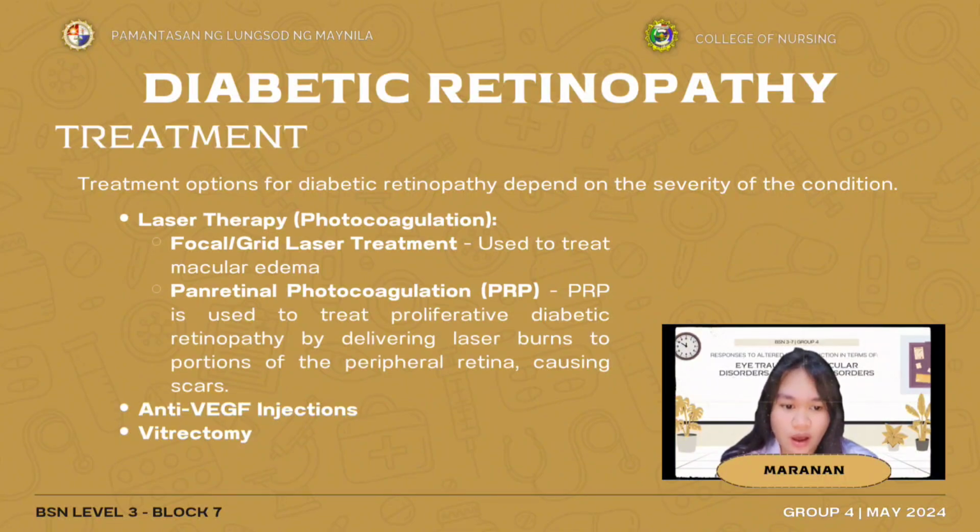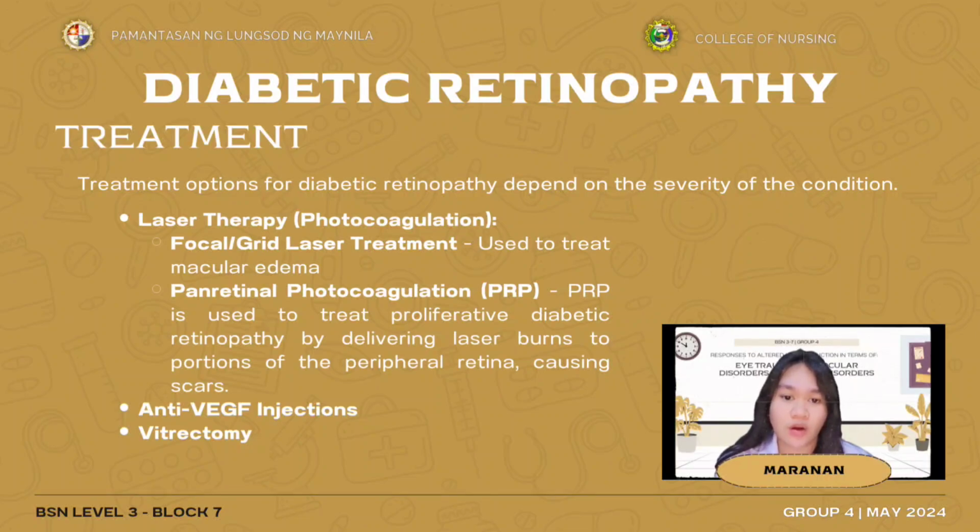We also have anti-vascular endothelial growth factor injection. So, vascular endothelial growth factor is a protein that stimulates the growth of new blood vessels. High levels of VEGF in diabetic retinopathy promote the formation of abnormal leaky blood vessels. So anti-VEGF drugs reduce VEGF activity, thereby decreasing neovascularization and vascular leakage.